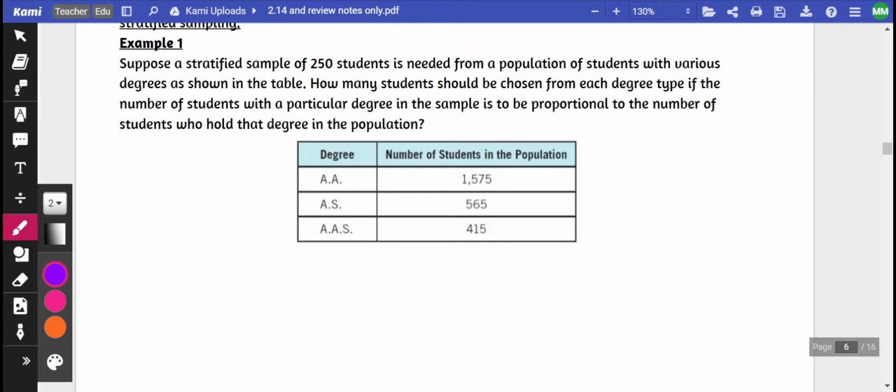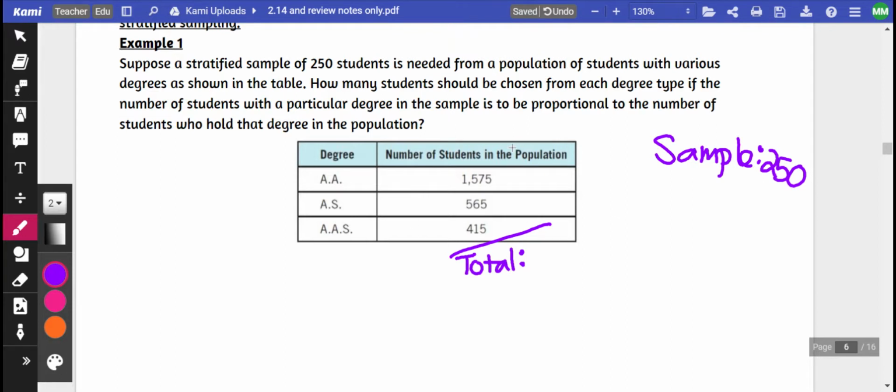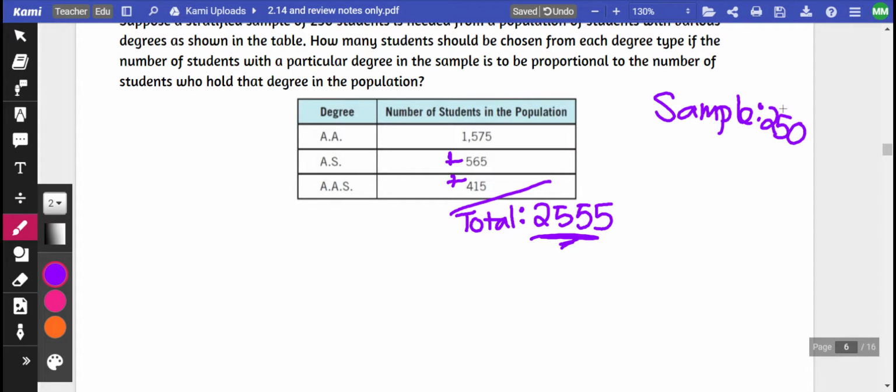So with this one, we want to think about how to keep it proportional. I know that the total number of students I'm going to have for my sample is going to be 250. I also need to figure out what my total would be for my set of students in this population. If I add up all of these values, I get 2,555. So this is going to be an important value to use when we're setting up our sample.